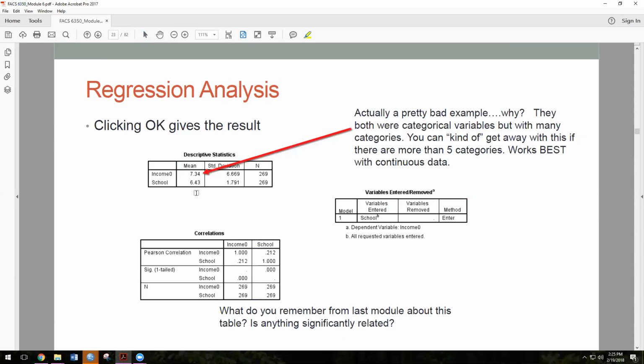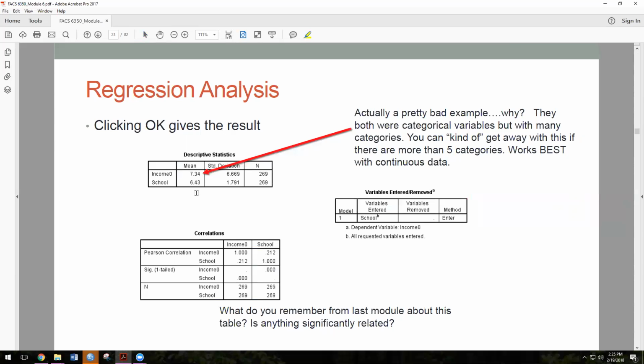So both of these had way more than 5 categories, so you could consider it continuous, but it's still really hard to interpret, because a mean of 7.34 when I'm talking about income is pretty meaningless. Like if 0 was less than $5,000 and 14 was $150,000 or more, a 7 doesn't really tell me anything. I can't say that if the mean is 7, then the majority of the sample makes between $50,000 and $60,000. I can't do that. So it's kind of a useless descriptive statistic.